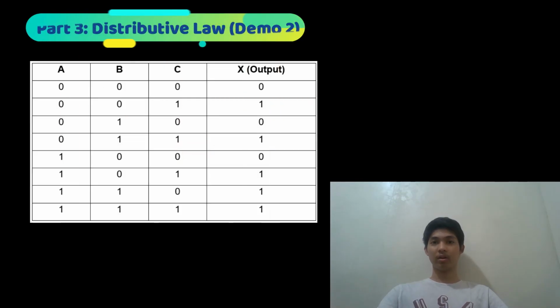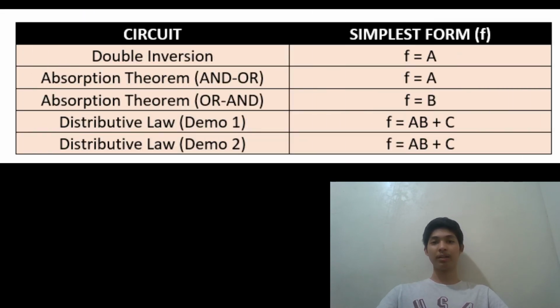For the distributive law demo 2, the outputs were the same with the first one. By making the inputs with an output of 1 into a Boolean equation, we can simplify the equation using Boolean algebra to come up with a simplified form of F is equal to AB + C. Then, we substitute the values of the inputs A, B, and C to determine what inputs will generate an output of 1 and what inputs will be 0.